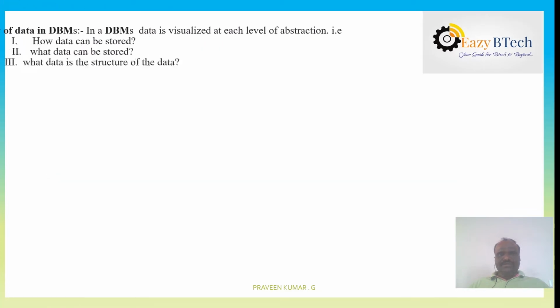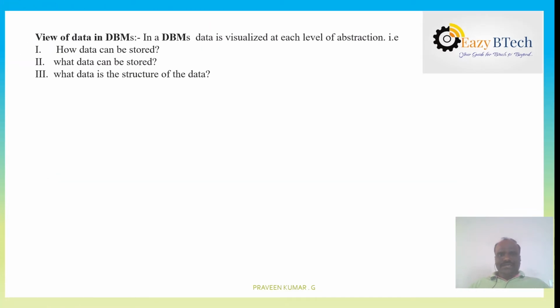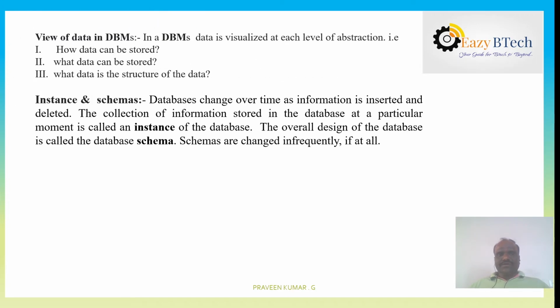First, what is view of DBMS? In a DBMS, data is visualized at each and every level of abstraction: how data can be stored, what data can be stored, and what is the structure of data. Suppose you want to purchase a mobile, you want to know about the capacity of data and how it can be stored and what type of file structure it has. Similarly, if you want to design any DBMS structure, once we decide on the data model, then we go with how data can be stored and what structure of data we are using.